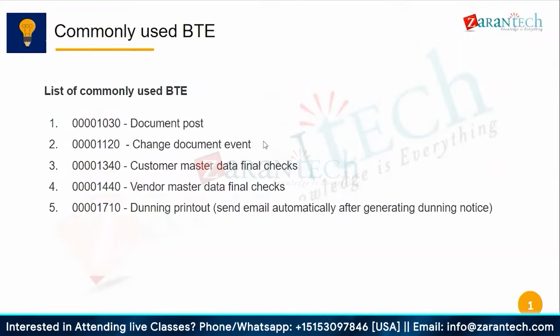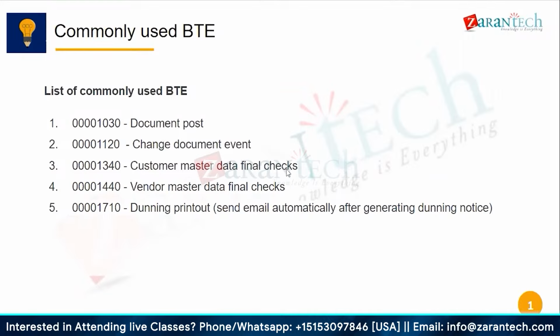Same happens for your change document event. So for example, whenever somebody is trying to change the payment term in a particular invoice document, right? You want to trigger a workflow for that. So whenever there is a change in payment term, it needs to go for approval of the finance manager, and only once he approves will it get posted, right? So those particular things you can do at the change document event.